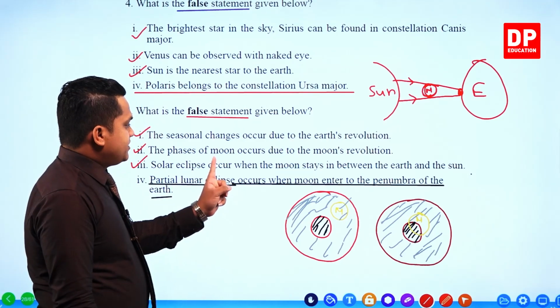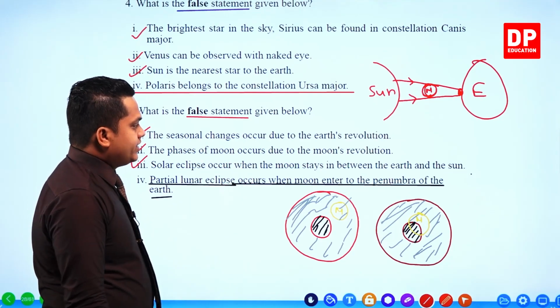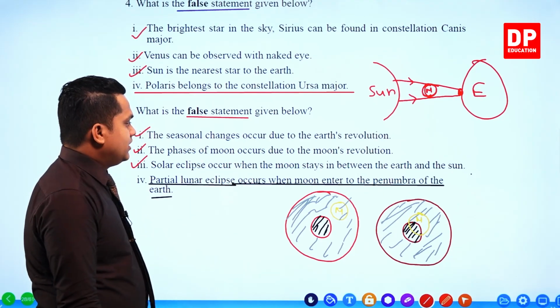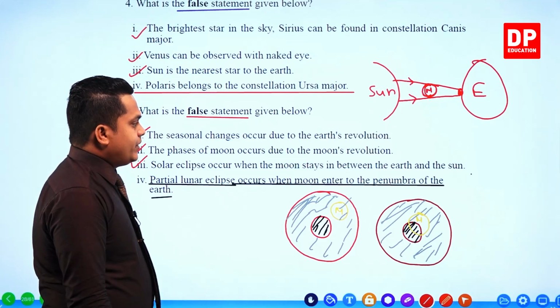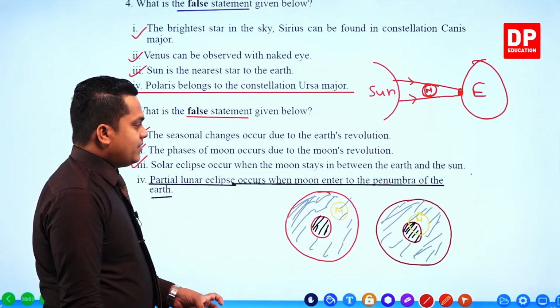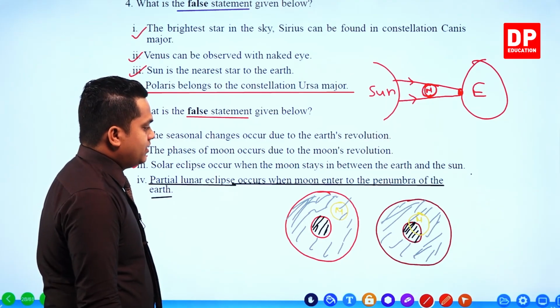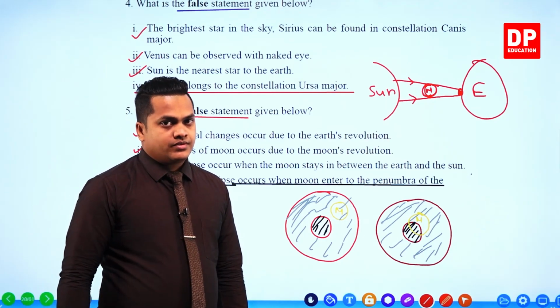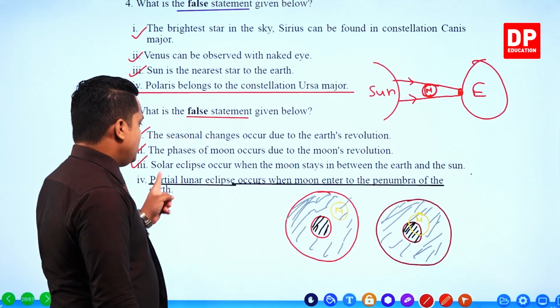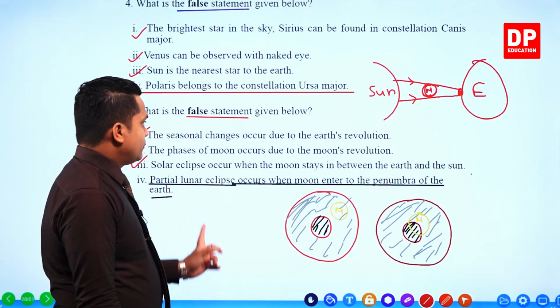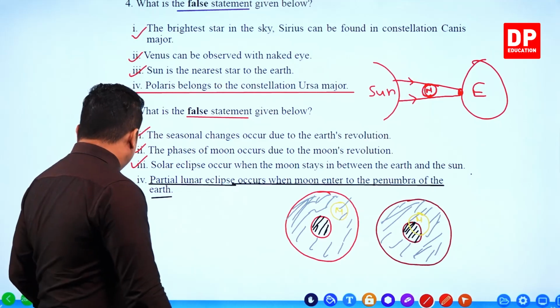Partial lunar eclipse occurs when the moon enters the penumbra of the earth. Incorrect. It's not going to enter the penumbra only; half is at the penumbra and half is at the umbra. That's how the partial lunar eclipse is going to occur. So the fourth answer is incorrect.